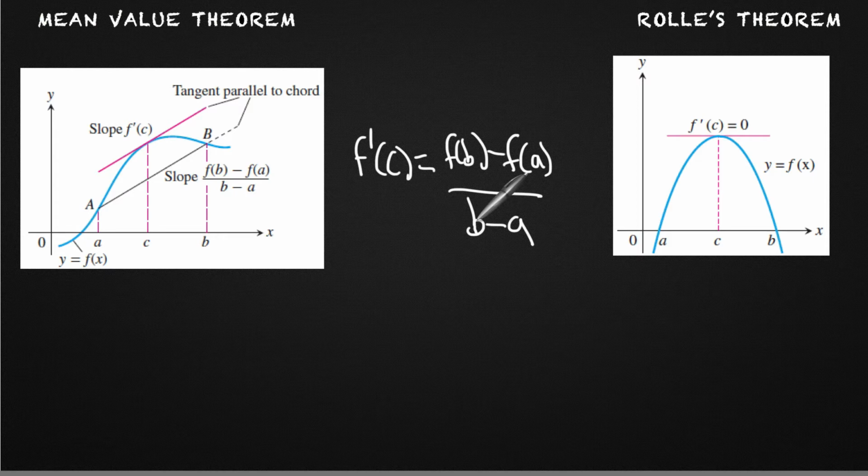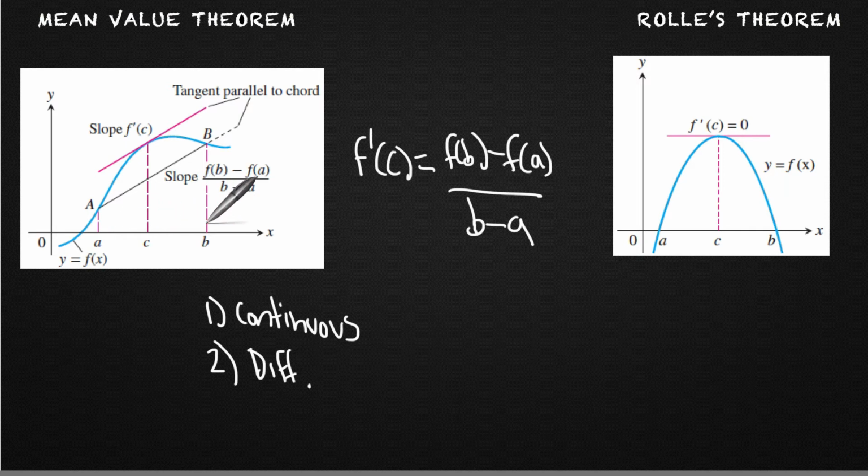Now, in order to use the mean value theorem, two things have to be true. It has to be continuous, and it has to be differentiable at all points in the interior between A and B. Different than the extreme value theorem. Extreme value theorem just had to be continuous, but it did not have to be differentiable. Here, it actually does. Now, Rolle's theorem is just a version of the mean value theorem.